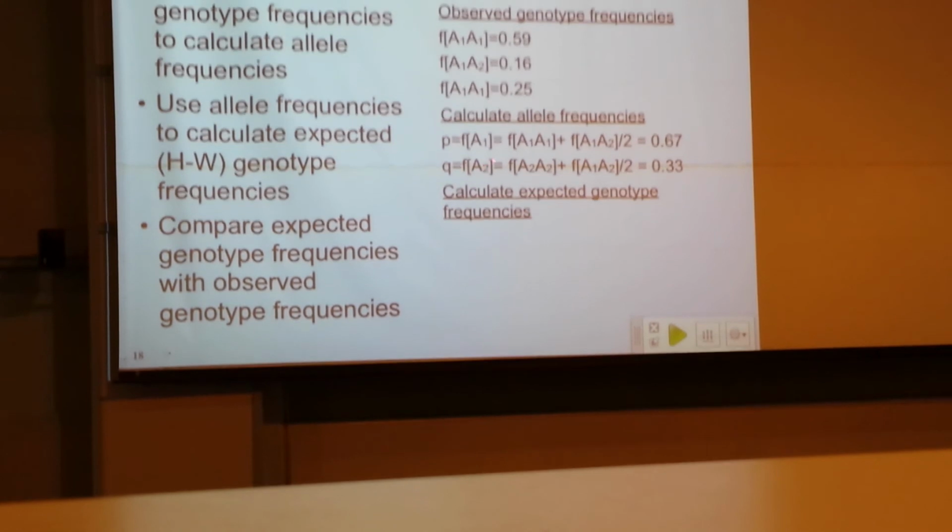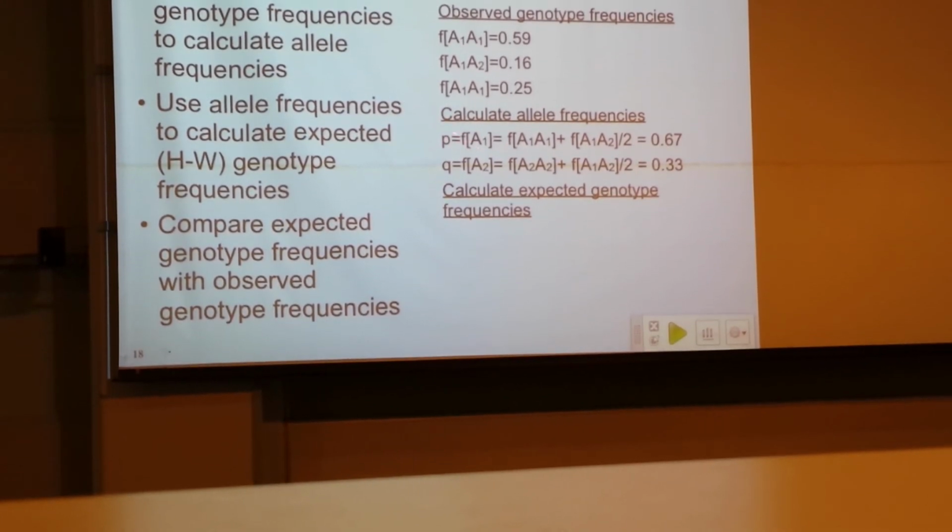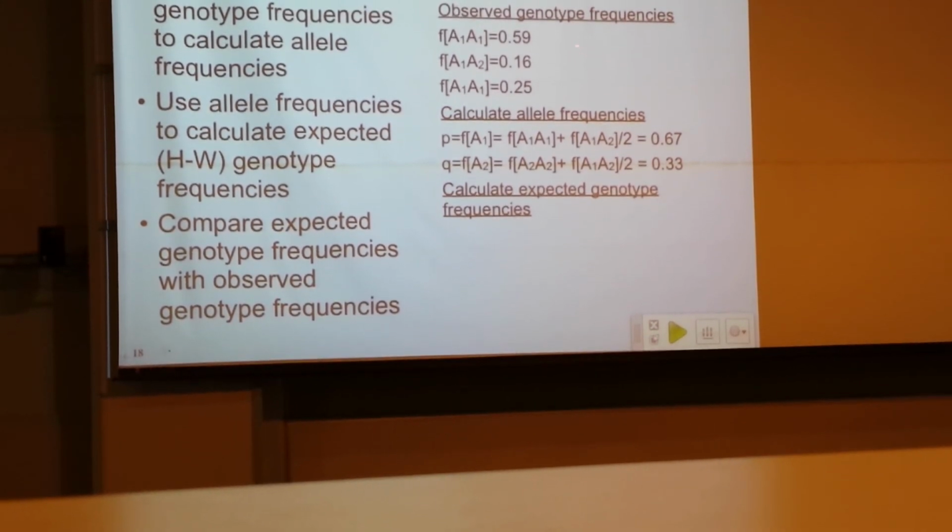So what do we do? To get P, which is usually referred to as A1 or the dominant, the frequency of the dominant allele, often. So to get P, you can simply add up the frequency of the A1 plus half of the frequency of the heterozygous. Okay, so what's the frequency of A1? 0.59, thank you, great.